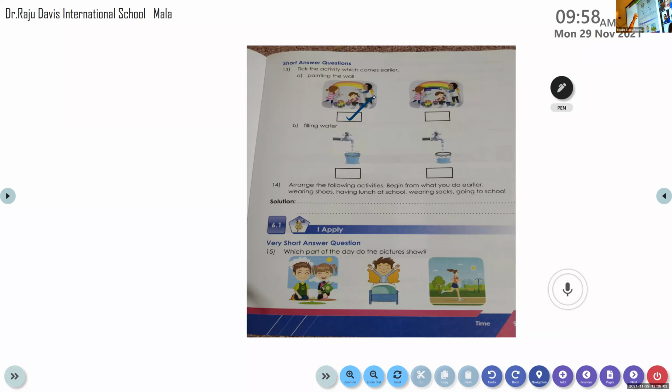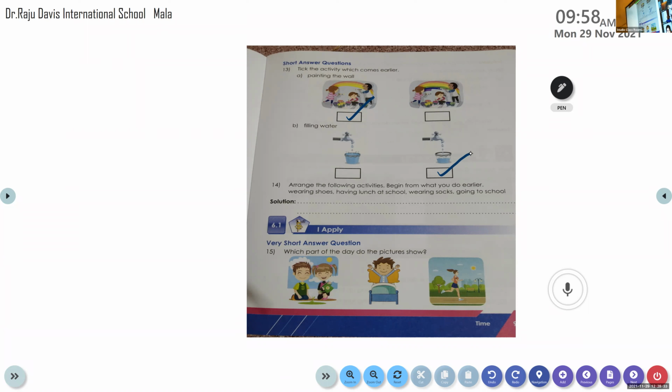Now, filling water. You can see filling water in a bucket. In the first picture, it's almost completely filled, and in the second picture, it's only half. So which one is earlier? Is it the first picture or the second one? Second one is earlier. After that, only the next picture will come. Filling continues, then the last, it will be filled full.